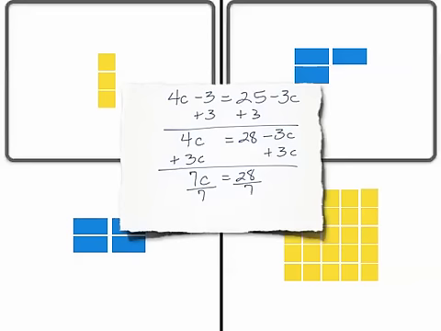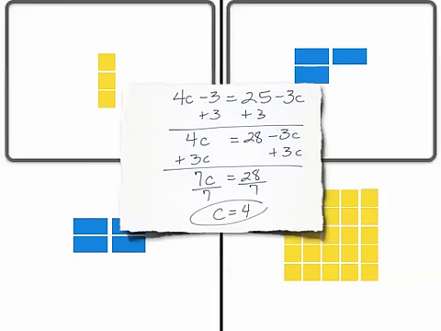And as you can see there, the next step I have to do after that is to divide both sides by 7, where the final answer will be 4. C will equal 4.